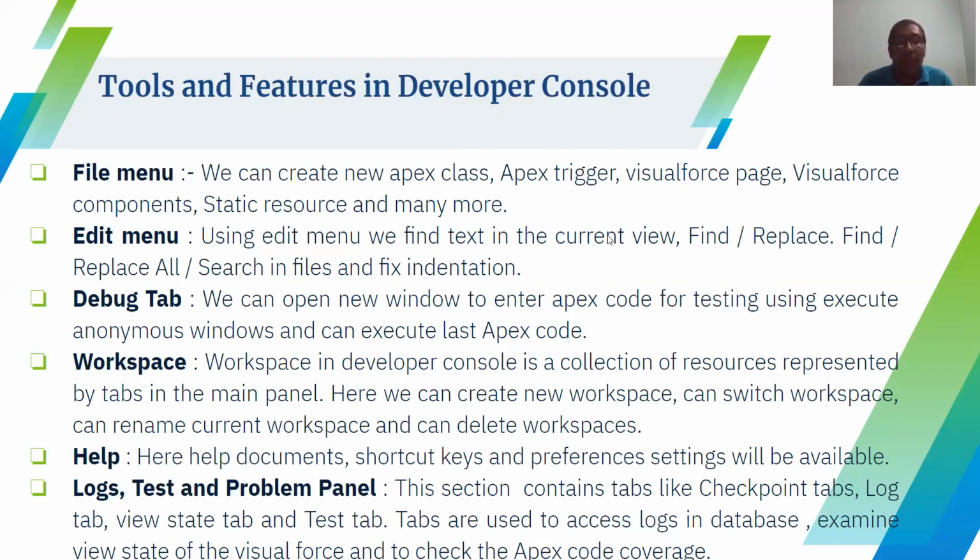Similarly, we have help documents here, shortcut keys and everything are available with help, and logs, test and problem panel is there. This section contains tabs like checkpoint tab, log tab, view state tab, test tab. These tabs are used to access logs in the database, examine the view state of the Visual Force page, and check the Apex code coverage. So using this tab, we are going to check the Apex code coverage.